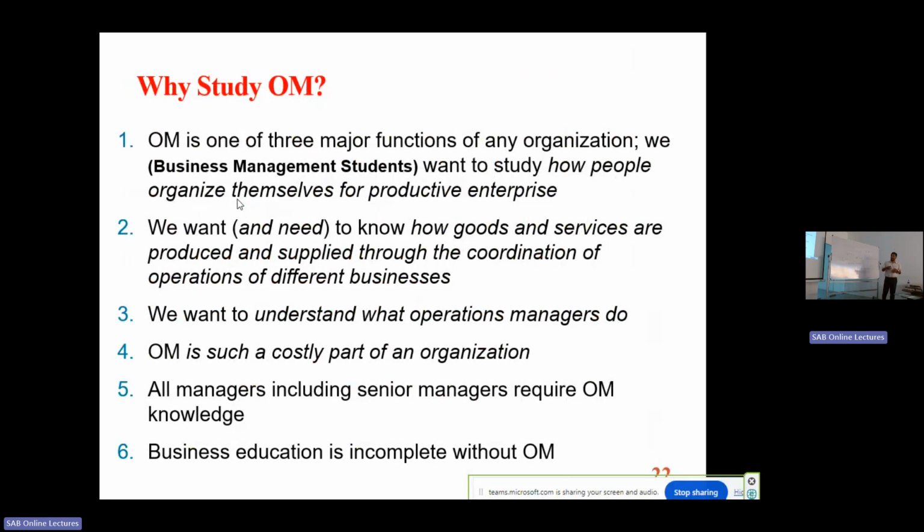And operations is a costly department in any business. So you should know how operations can be managed while optimizing the cost. All managers, including senior managers, require operations management knowledge, as accountants, as auditors. We believe business education is incomplete without operations management knowledge.